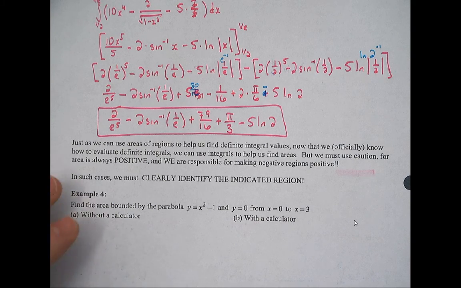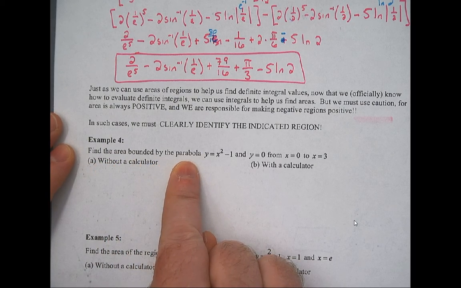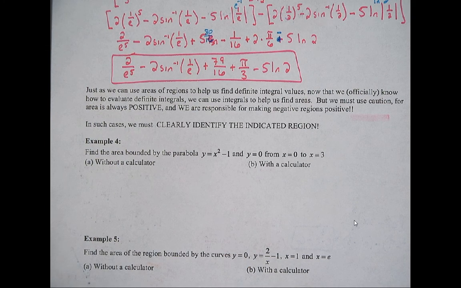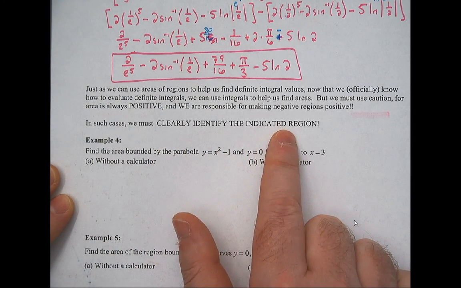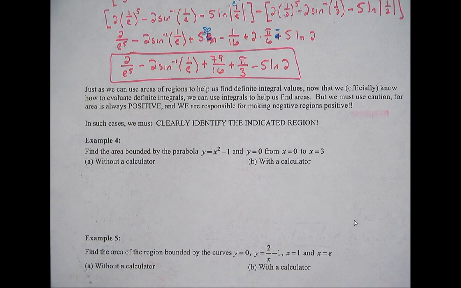But I can change the question and say, find the area bounded by the parabola. Now that's talking about strictly all the area combined together. So you have to take into account when you've got some negative area. So we must clearly identify the region that we're trying to figure out. So we are responsible. Area is always positive, but integrals.